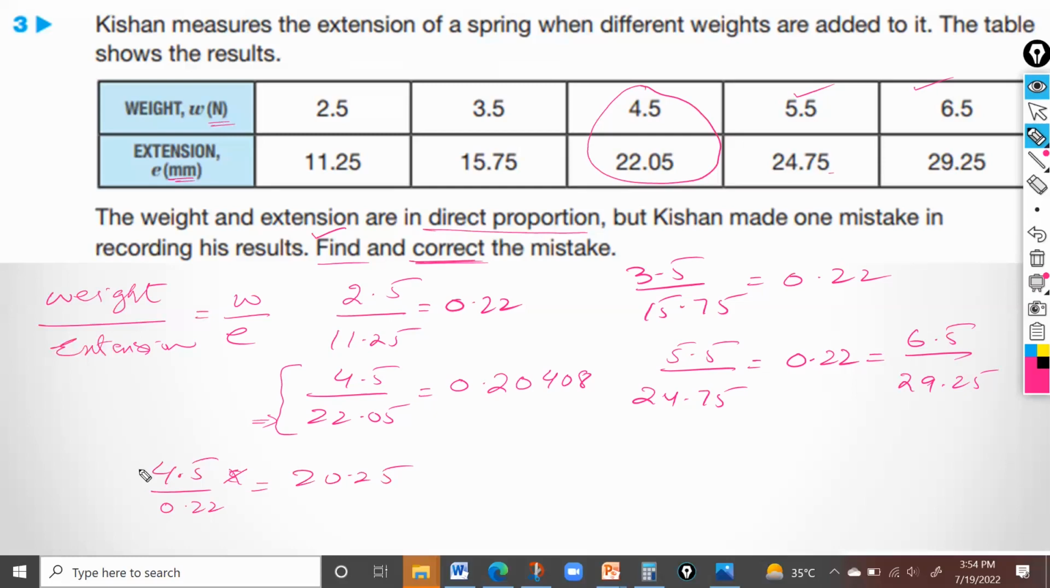It means whenever he put the weight 4.5, if the data is in direct proportion, then he must have 20.25 millimeters on his measuring scale for extension. So that was the answer. This is the correction. Now we come to the next question.